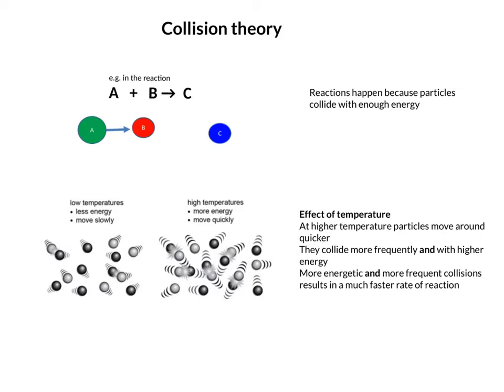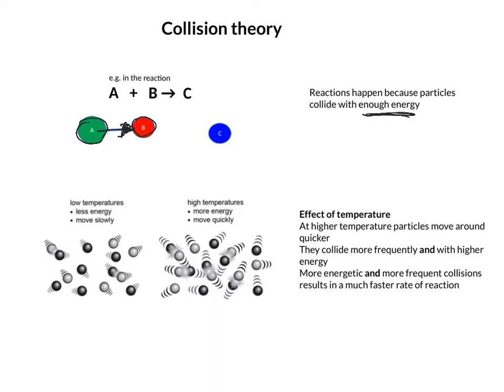Now, in the same way that we accounted for the change in rate with concentration and with particle size using collision theory, we can use collision theory to explain why temperature affects rate of reaction. We said before that in order for a reaction to happen, two particles need to collide, they need to hit each other with enough energy.